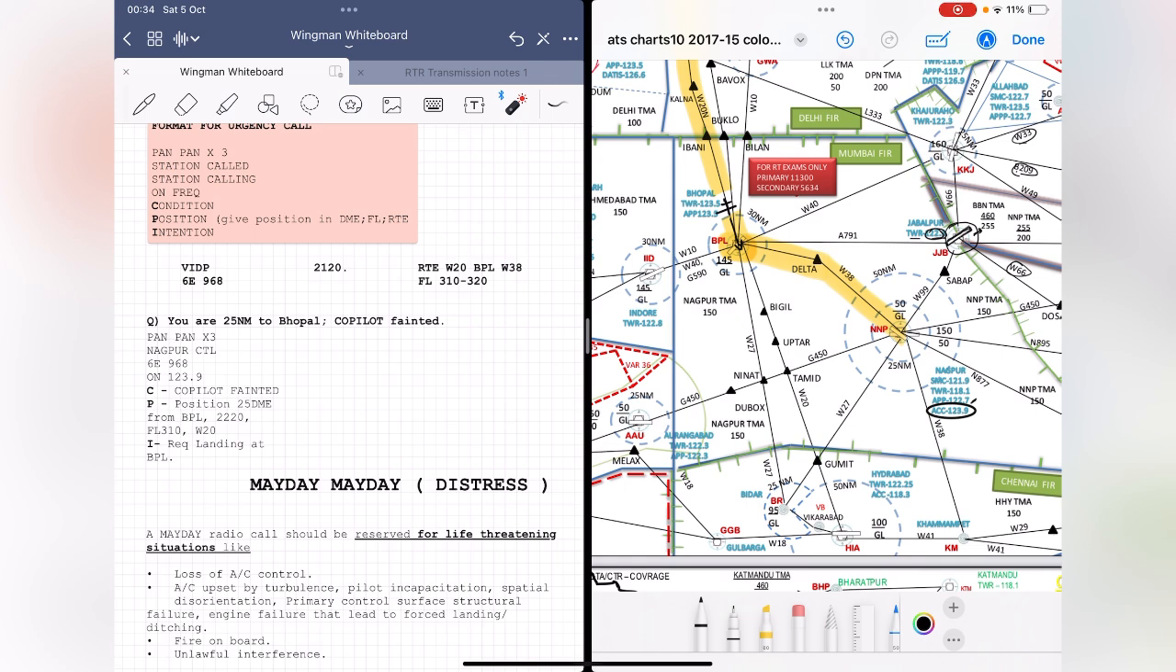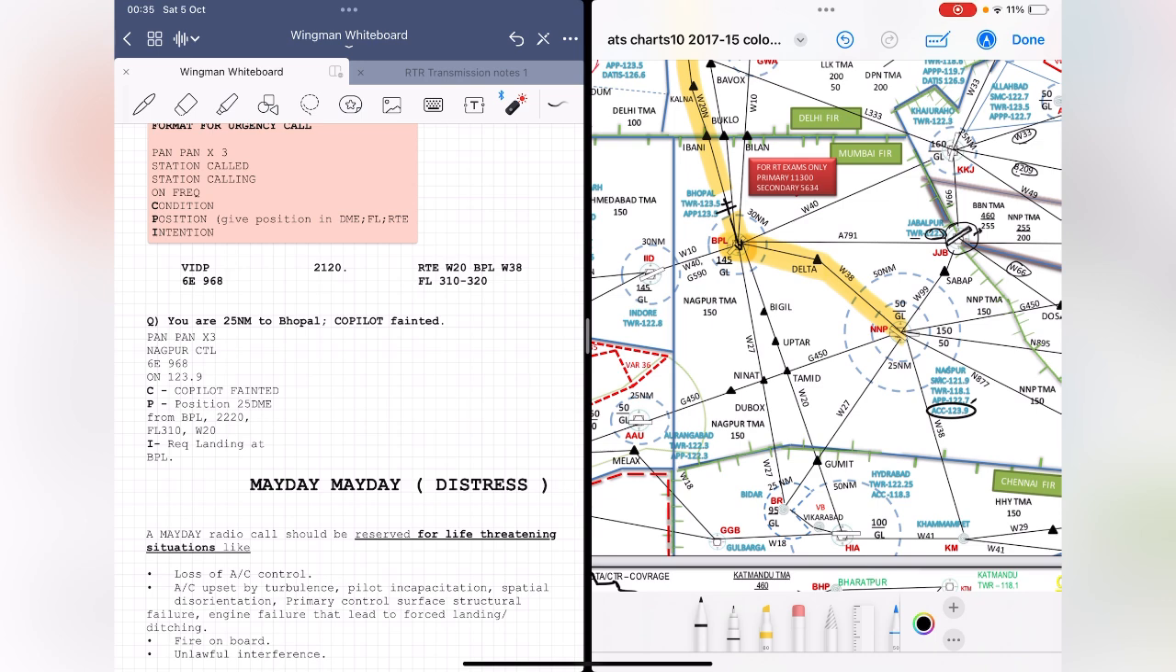So what's the whole complete call? Pan-pan, pan-pan, pan-pan, Nagpur control. This is iFly 968 on 123.9. Co-pilot fainted. Position 25 DME inbound Bravo Papa Lima, 2220 hours. Flight level 310 on Whiskey 20. Requesting landing at Bravo Papa Lima. It's a very standard, very simple pan-pan call. I hope that makes sense.